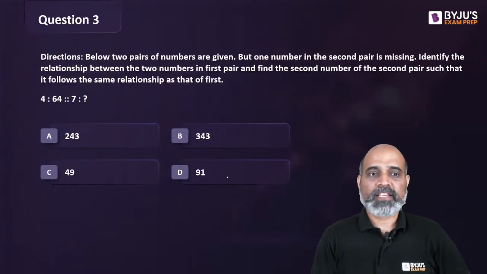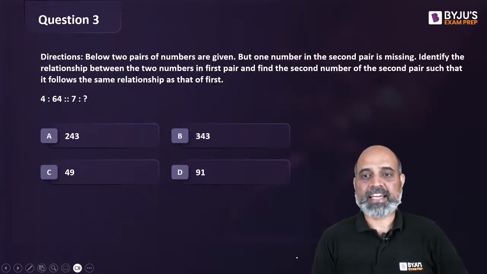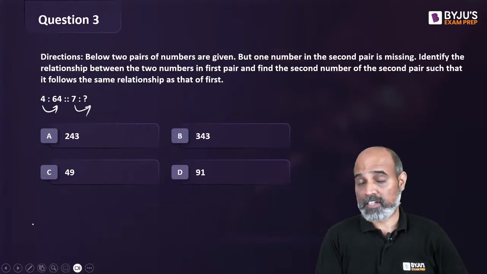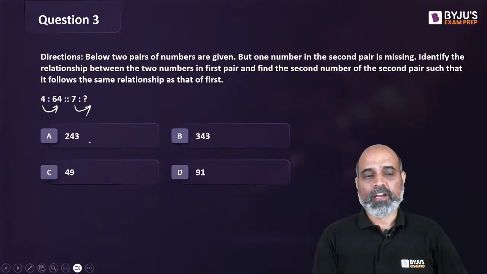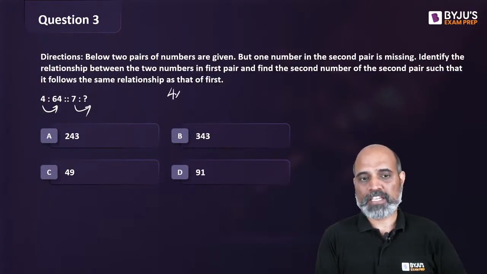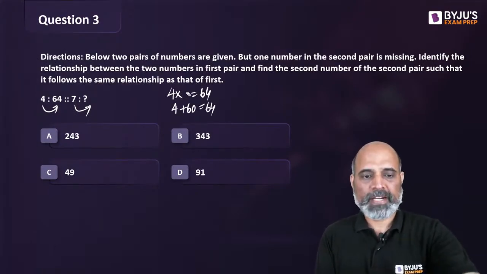Next one. Below 2 pairs of numbers are given, but one number in the second pair is missing. So the way the first number is related to the second number, same way the third should be related with the fourth one. So what about 4 and 64? Can we say 4 and 64 can be seen in 2 different ways. One is 4 into 8 as 64. Actually, there are many ways. 4 plus 60 is 64. 4 plus 4 into 8, no, 4 into 16.